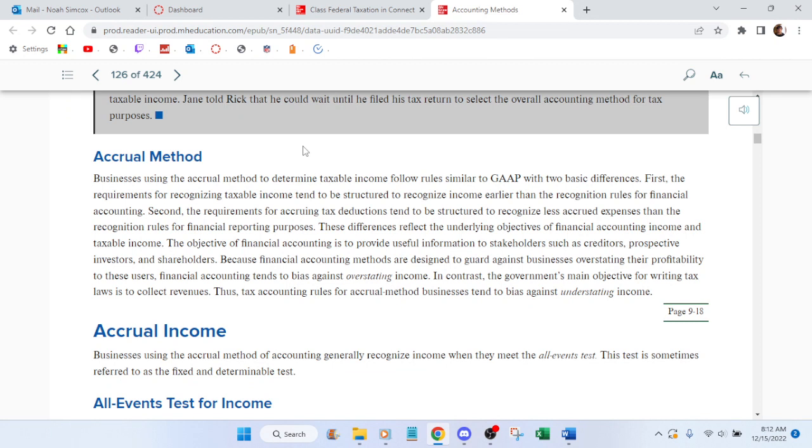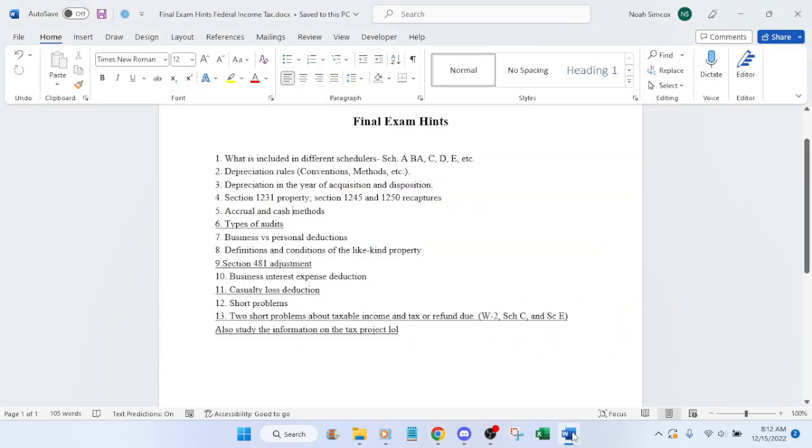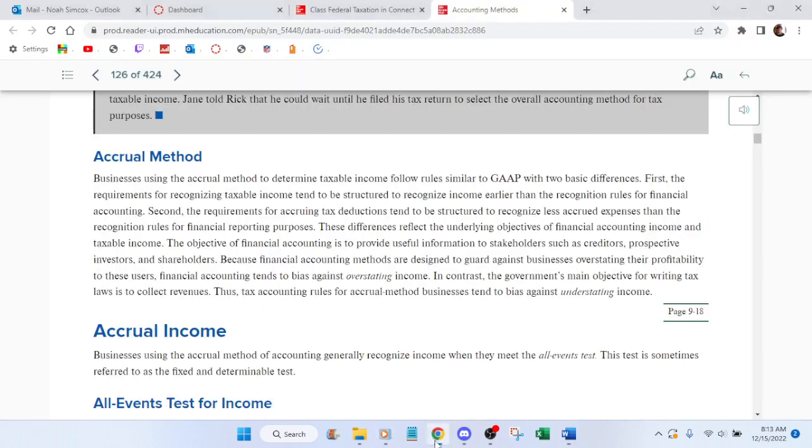Nice. What is included in Schedule A, B? That's gotta be a mistake. It's gotta be A, B, C, D, and E, and others. What about Schedule 1, 2, and 3? Just to be safe, I'll probably memorize Schedules 1, 2, and 3 as well.